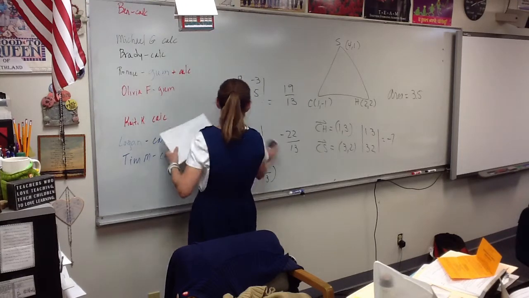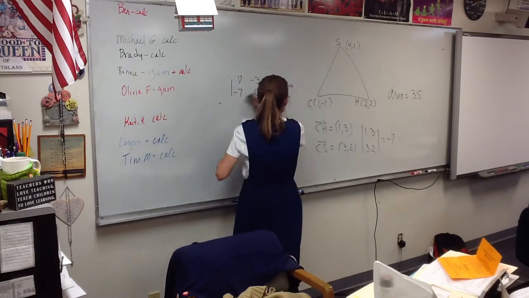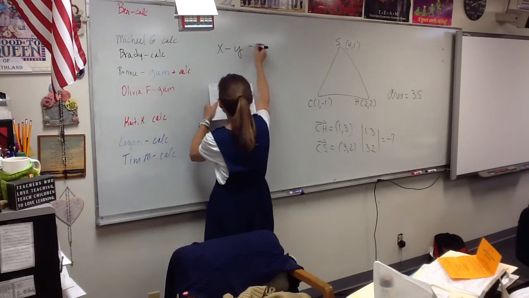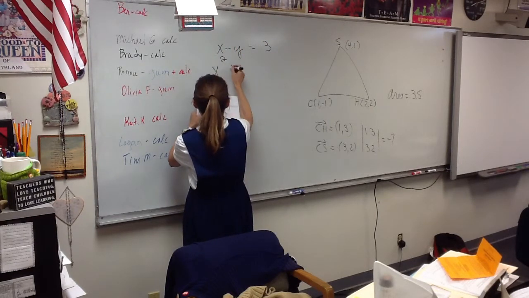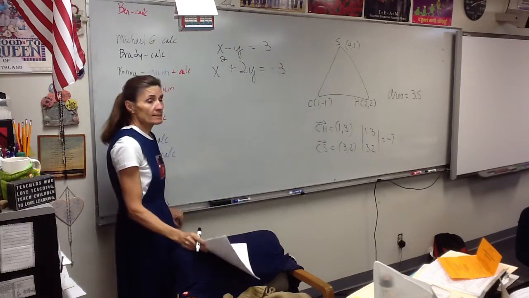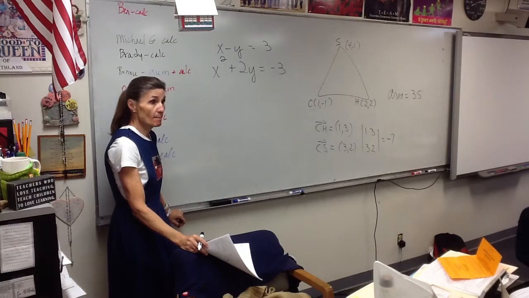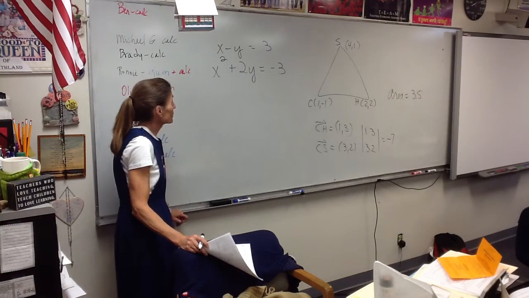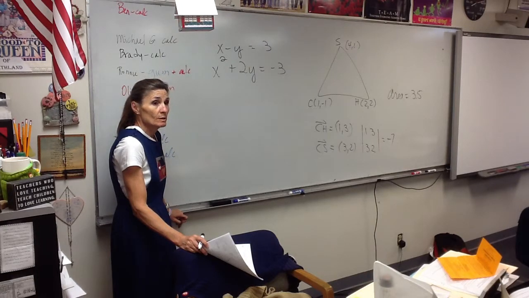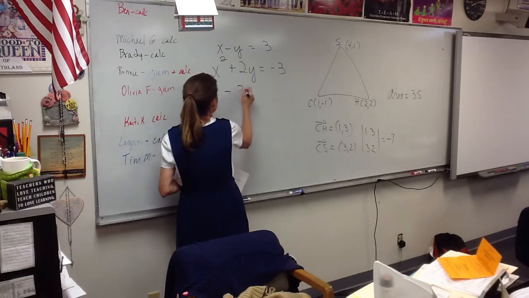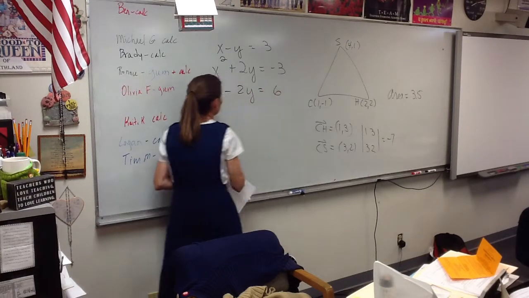Number 5. No directions as to how to solve, so you just got to look at it and figure out what might work best for you. It's a system. What's your thought when you look at that? Subtract x, divide by 2. Times the top by 2. I love that, Katie. Times the top by 2.